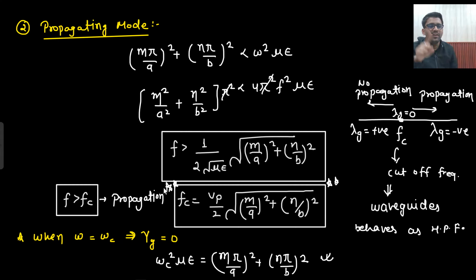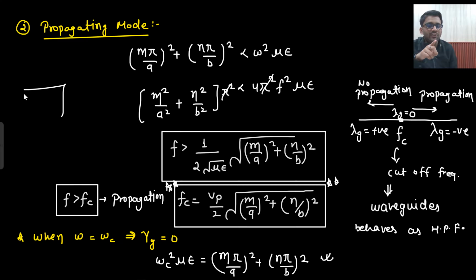So till now you only need the formula of cutoff frequency, and you understood that your waveguide will work as a high pass filter. For a frequency lesser than fc, there will be no propagation. For a frequency greater than fc, there will be propagation. And the value of fc is Vp by 2 under root m by a whole square plus n by b whole square. What is Vp here? Vp is the phase velocity but of a uniform plane wave, not a guided velocity.